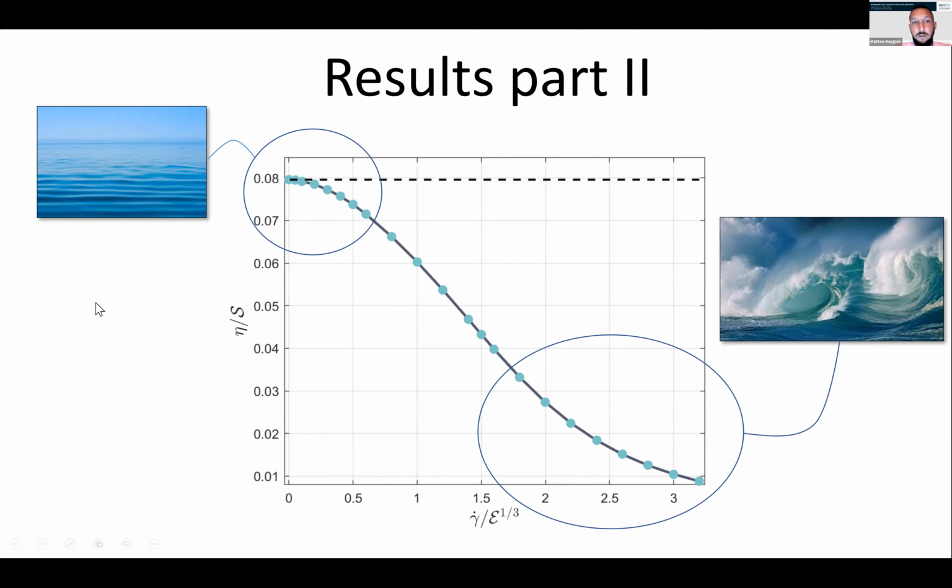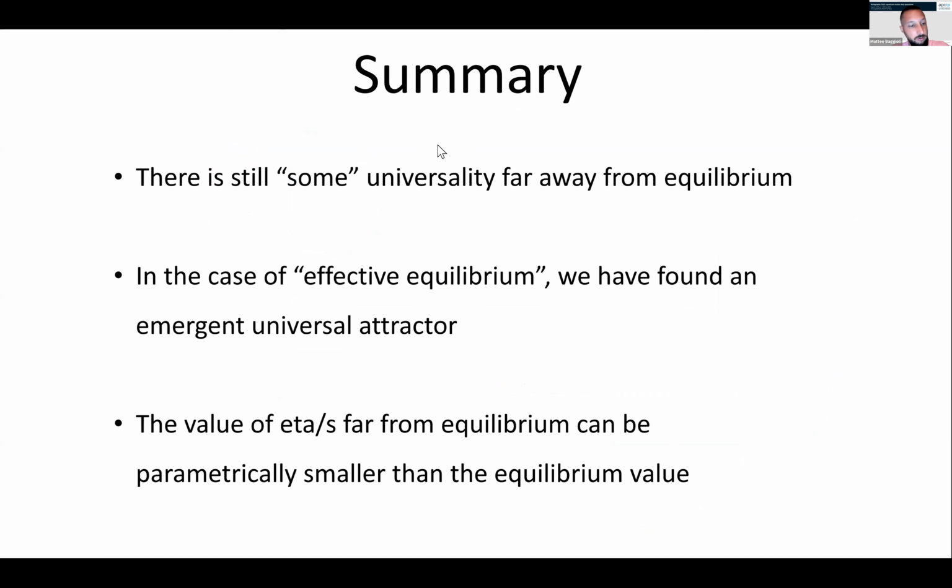So let me conclude almost in time. So what we found is that there are still some universalities in the sense that I described before. And in the case of effective equilibrium, so whenever this shear rate is large, but not that large compared to the energy density, we have found this emergent universal attractor, which looks like you are reaching some state, which is kind of a steady state.